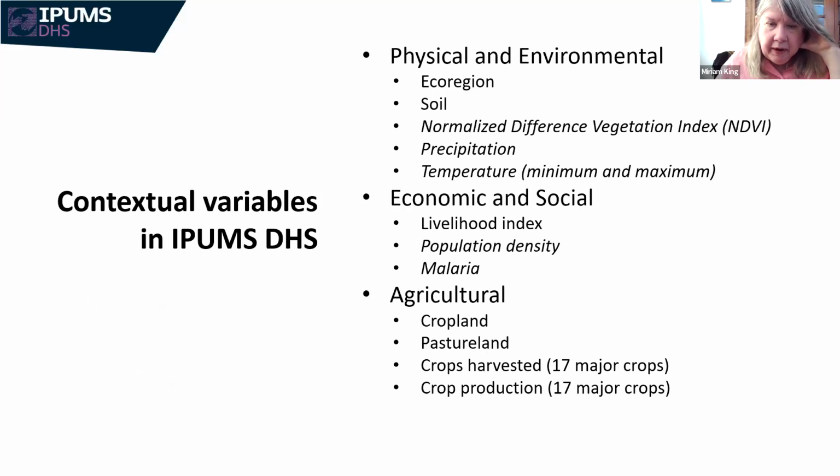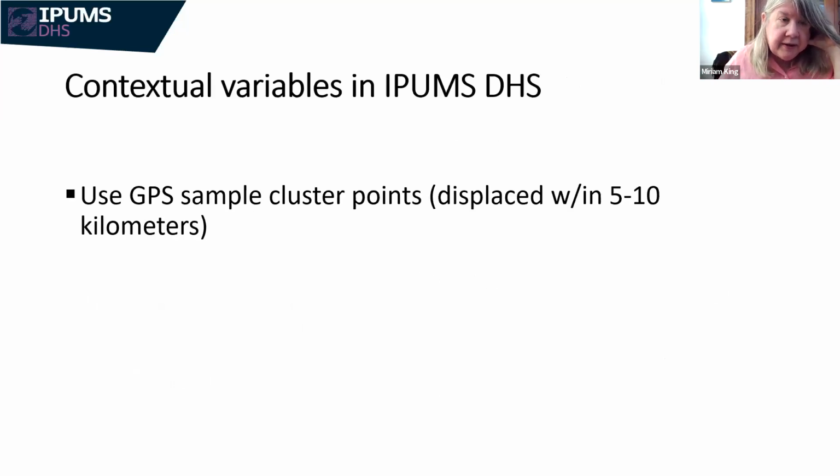There is also the advantage of some additional variables that we add, like contextual variables on the physical environment and climate, on economic and social factors like population density and the incidence of malaria, and on agriculture. And to create these contextual variables, we use the GPS sample cluster points, which indicate where a sample was drawn, but may be displaced up to 5 kilometers in urban areas and 10 kilometers in rural areas.